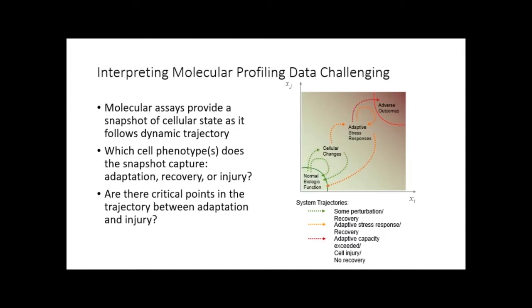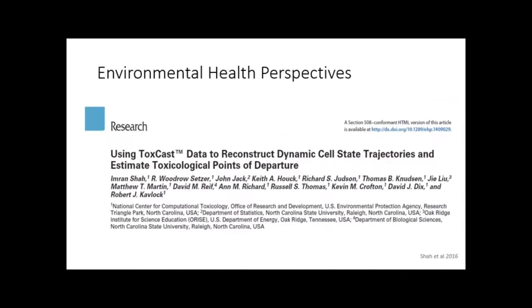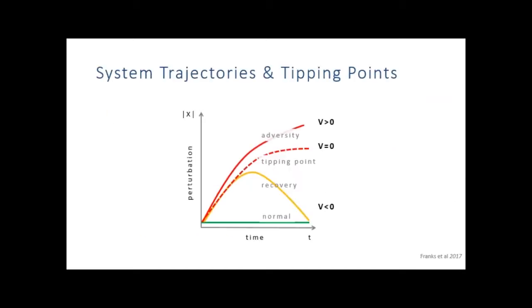There are many implications of this. One of the things it means is that when we take a snapshot of the system with 10,000 genes perturbed, how many of those are adaptive? How many are really related to the receptor-mediated mechanism that might be going on? We have to think about those issues. We've done some interesting analysis to figure out whether you can find tipping points and use that information to figure out what a critical concentration of a chemical might be.